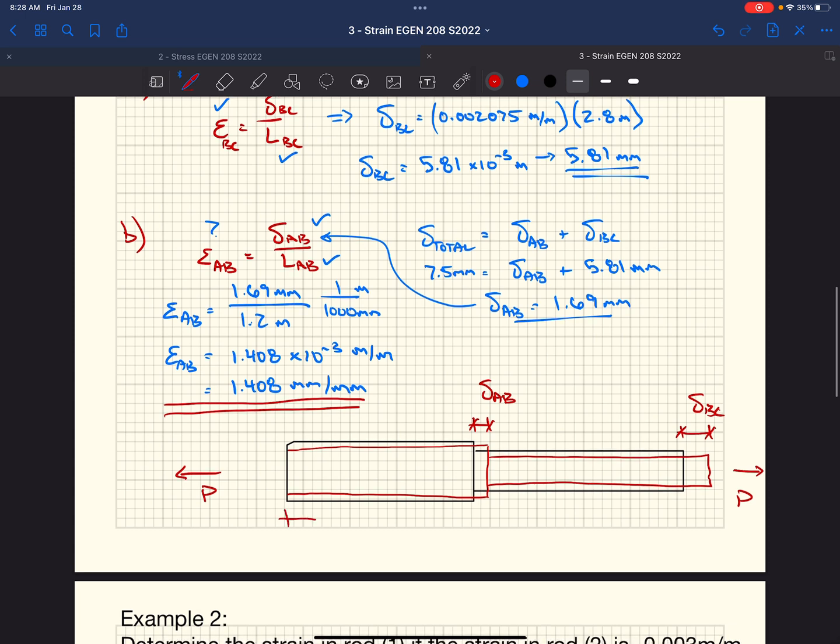So now our new length based on the applied force, right? We know that it's in tension because all of our strains are positive. So we know that this entire rod system got longer. Well, it got longer because we started at 4 meters, right? 1.2 meters plus 2.8 meters. So it'd be 4 meters plus our delta A to B, which is 1.69 millimeters, plus our 5.81 millimeters, right?